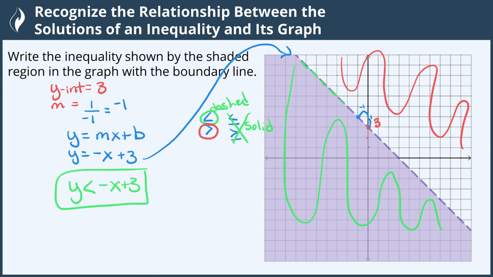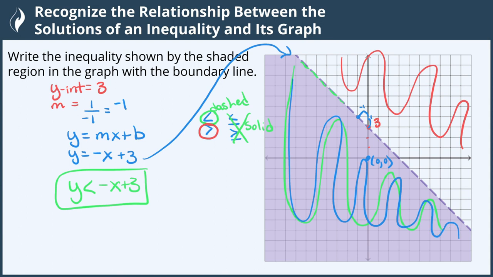Now we can verify this by using a test point. I prefer using the test point (0, 0) because it makes all of the calculations quick. Now, because (0, 0) is in the shaded region here, we want to make sure that when we use it in our inequality, it makes the inequality true, because it's a part of the solutions in the shaded region. So we're going to do 0 is less than negative 0 plus 3.